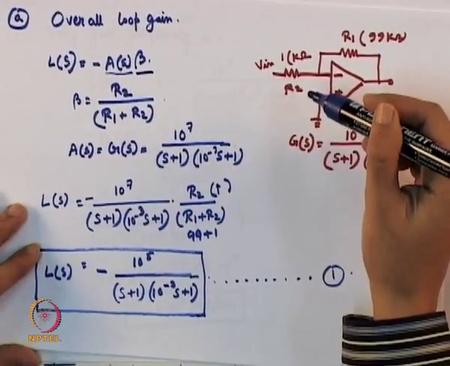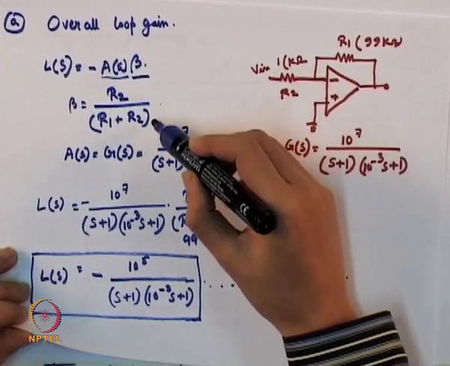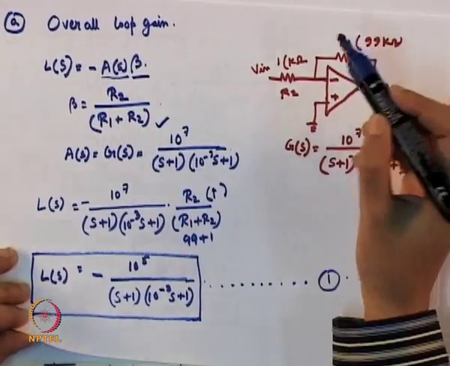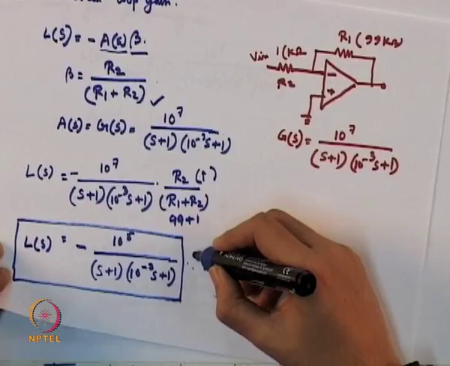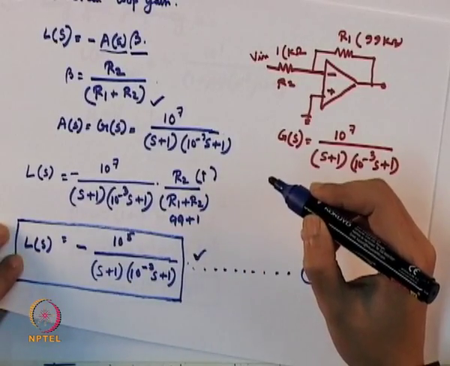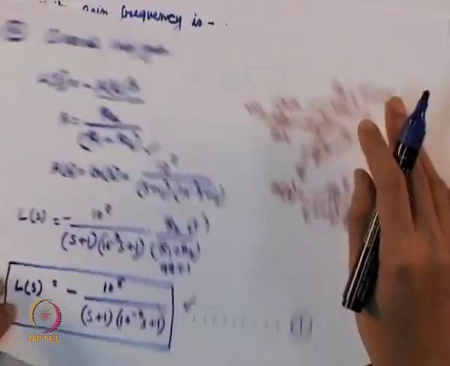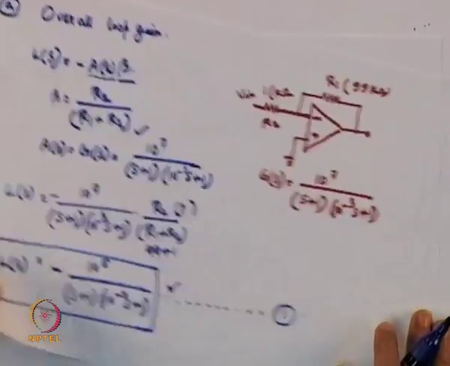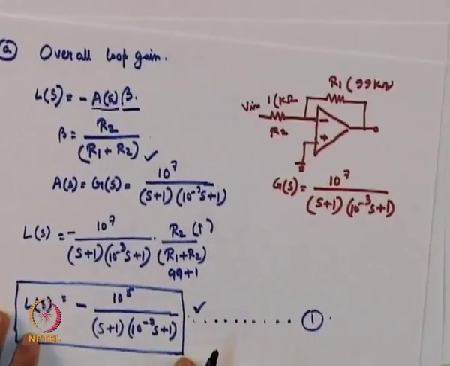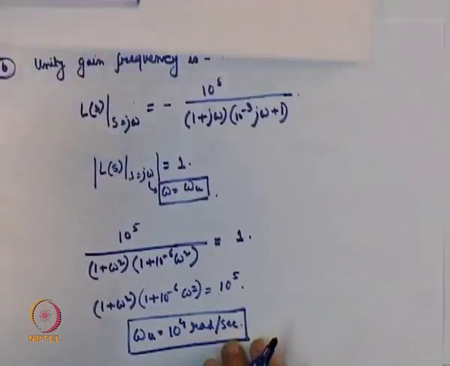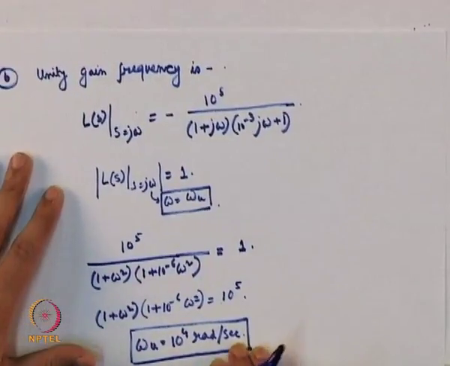So, in our problem the beta we have calculated is R2 by R1 plus R2, and directly from there we have put in the value and calculated the overall loop gain Ls. This overall loop gain is very important in feedback stability. Once we have got the overall loop gain, we can find out the unity gain frequency from that.